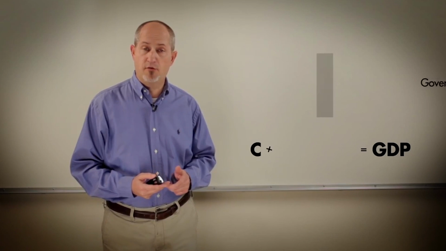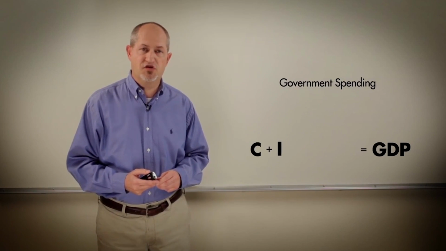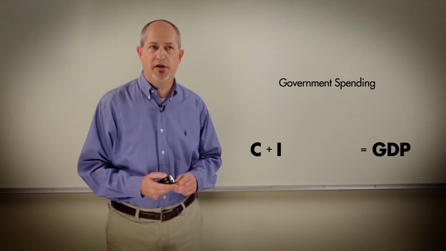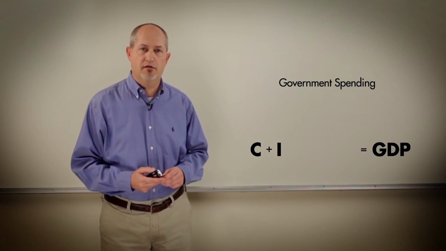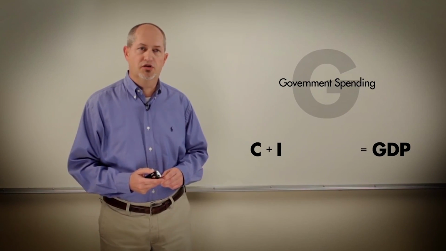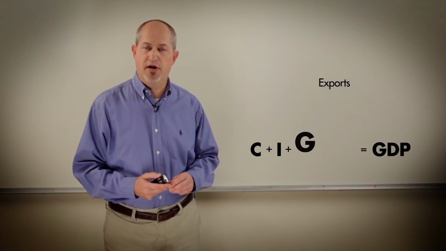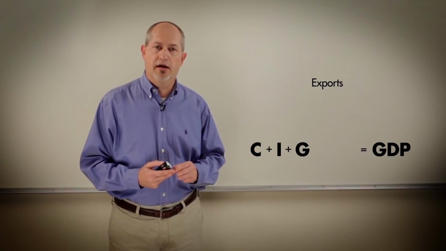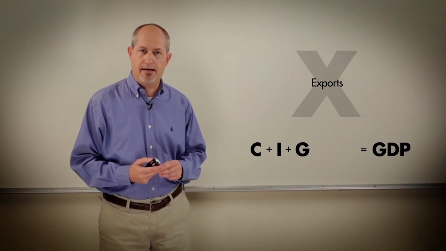We also have government spending, and most modern governments spend quite a bit, and that is a big portion of most countries' GDP. That is represented by the letter G. We also have exports. We need to measure the things that are made in our country but may be sold somewhere else, and that is represented by the letter X.